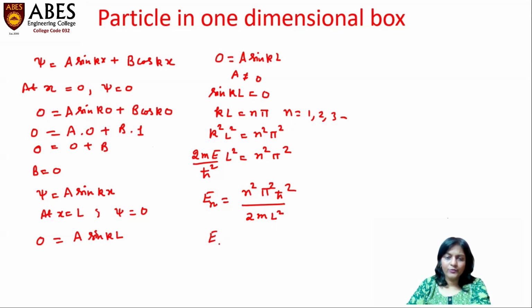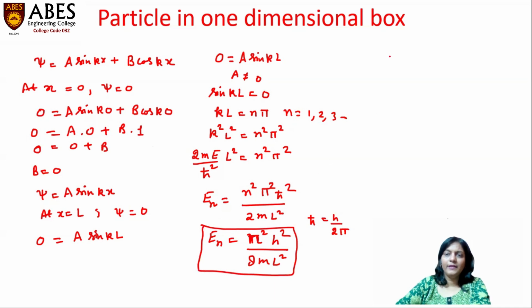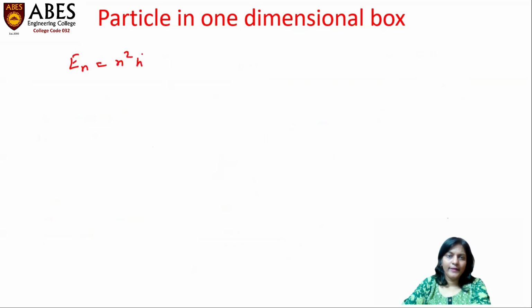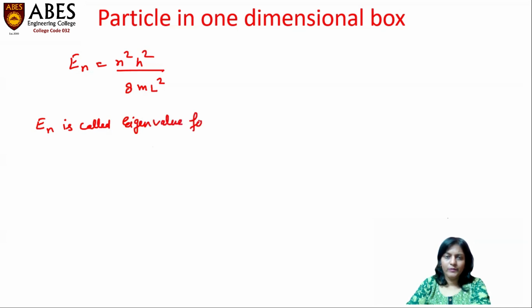So the energy values are En is equal to pi n square h cross square upon 2mL square. When I put h cross equal to h upon 2 pi, this is called the eigenvalue for a particle in a box: En is equal to n square h square upon 8mL square, where n starts from 1, 2, 3 and 4. En is called the eigenvalues for a particle in a one-dimensional box.